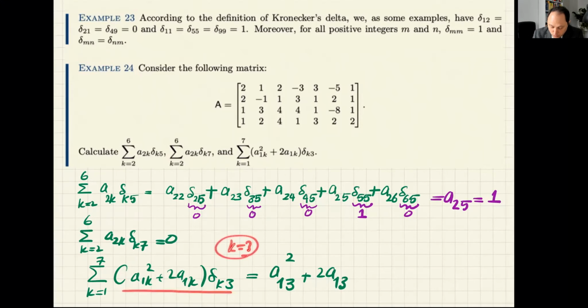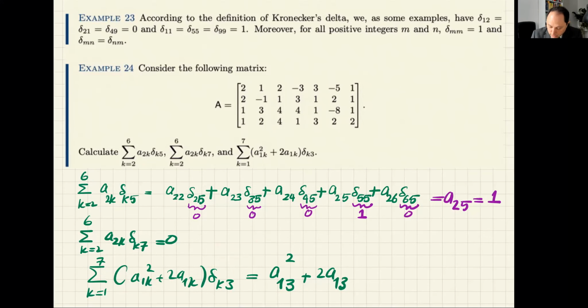When k becomes 3, what happens for this? This becomes delta 3, 3, which is 1 by definition, and then I need to replace k with 3. So I really don't need to write all 7 terms. Immediately, I can realize that this will shrink into only one single term. And then, of course, I will read these two.